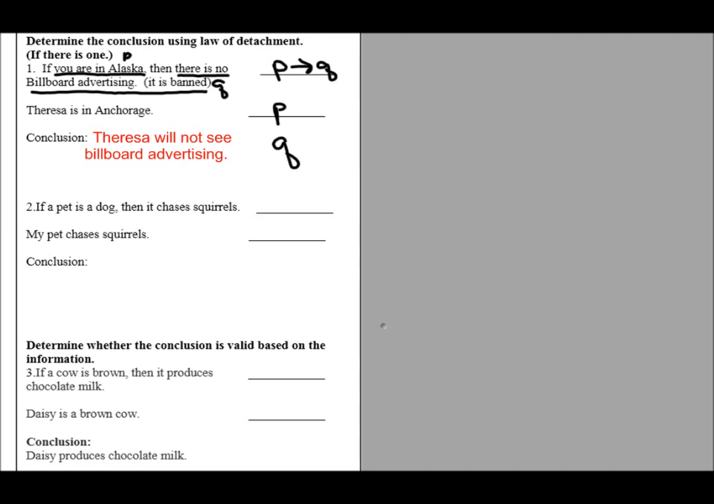The next example is one where we will not be able to reach a conclusion because it doesn't follow the logic law. So as always, we start with labeling our P and our Q. If a pet is a dog, that would be P. It chases squirrels, that would be our Q. So we have if P, then Q. Next sentence we're given, my pet chases squirrels. Well, chasing squirrels refers to our conclusion.